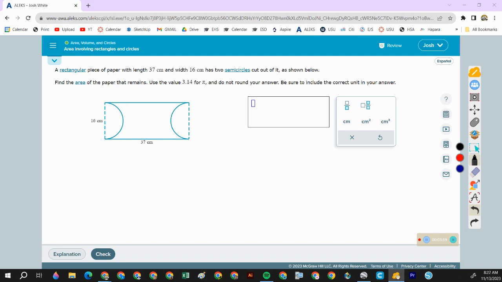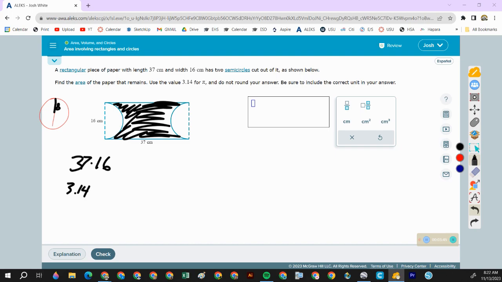Find the area of the paper that remains after you cut out the semicircle. So we want this area here. So the area of the rectangle is 37 times 16. And if I put those 2 semicircles together, I have a radius of 8. So the 2 semicircles would be 3.14 times 8 squared.